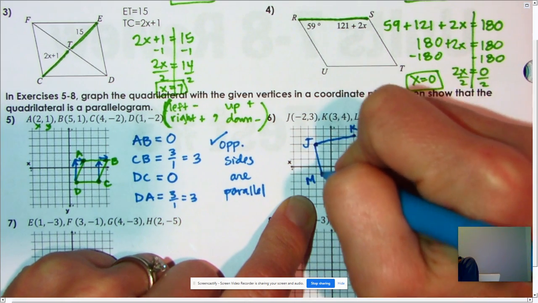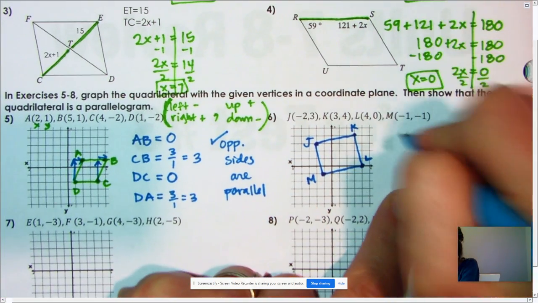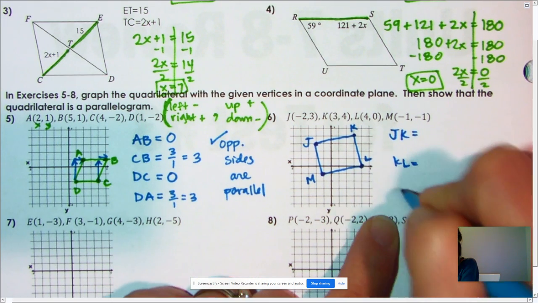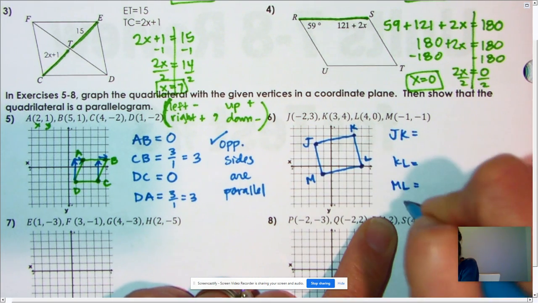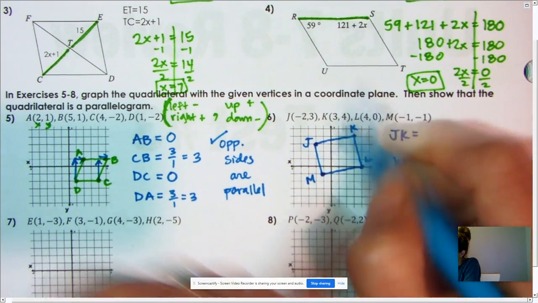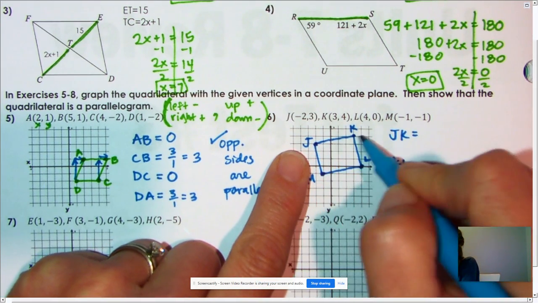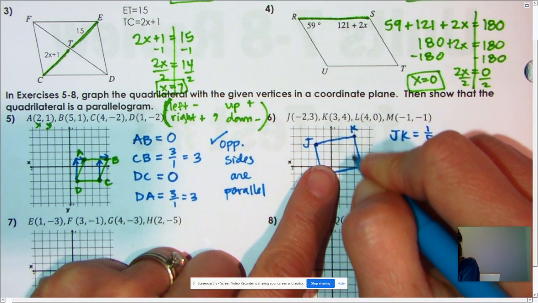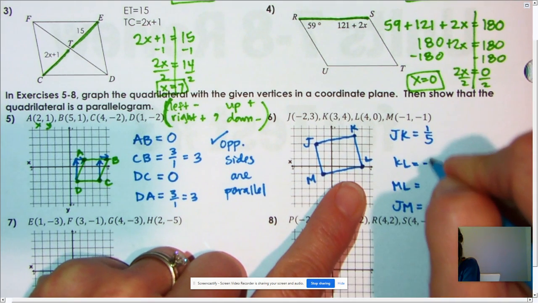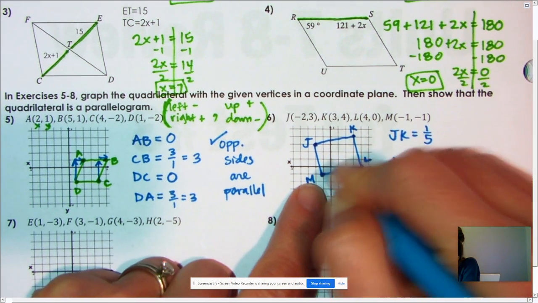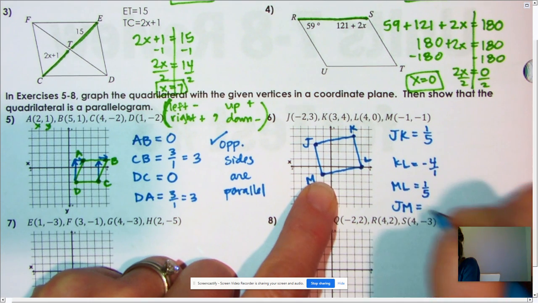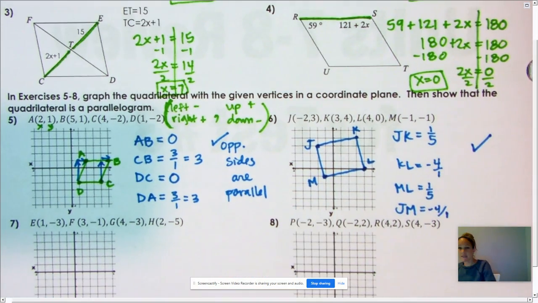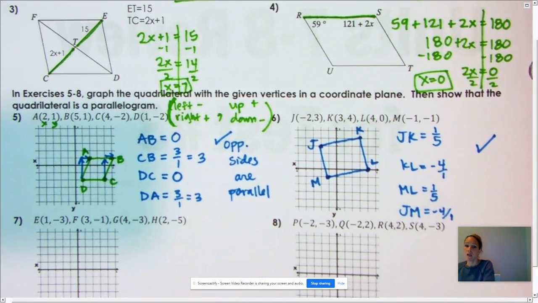Pretend like those are straight lines. Okay, we're going to go from J to K. We're going to go from K to L. We're going to go from M to L, and we're going to go from J to M. Okay, J to K, I went up by 1 and over by 5. K to L, I went down by 1, 2, 3, 4, over by 1. M to L, I went up by 1, over by 5. And then J to M, I went down by 4, over by 1. So check, opposite sides are parallel, okay?